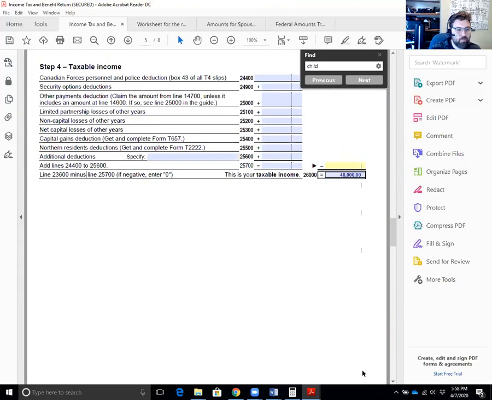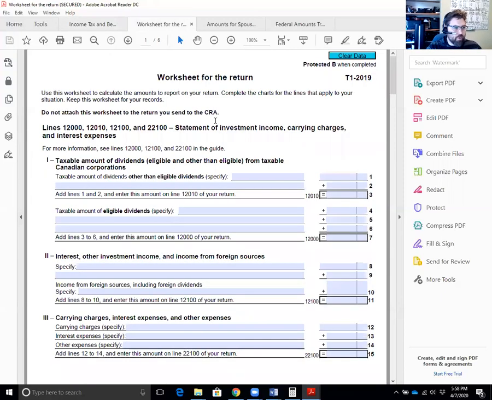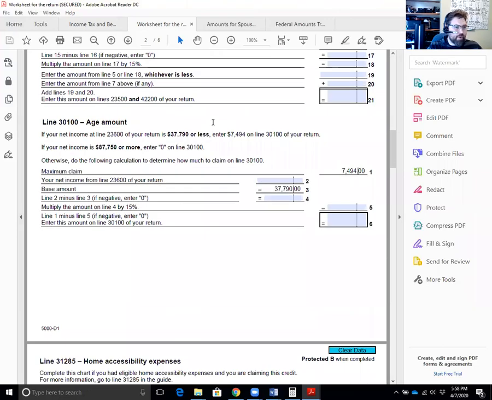Okay, let's go to the next step here. Finally, it's step 5. Everybody gets the basic personal amount, so put that in here. I don't even know why we have to fill it in if we all get it. For the age amount, we have to use the worksheet to calculate it. So let's go to our worksheet here and go down to our age amount.